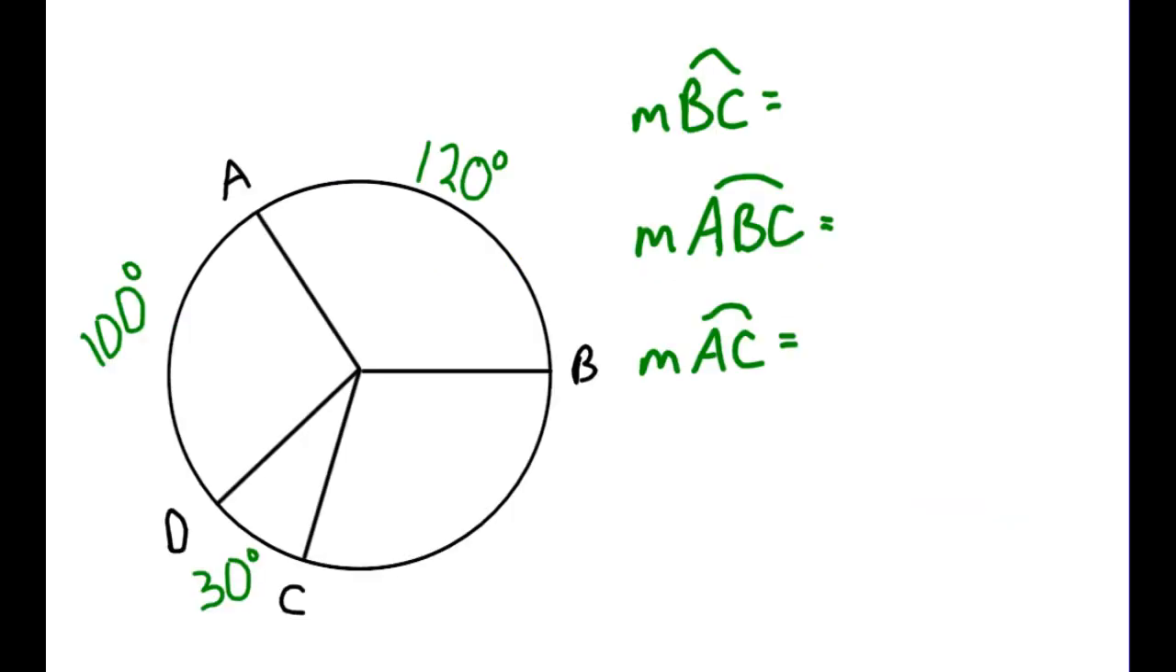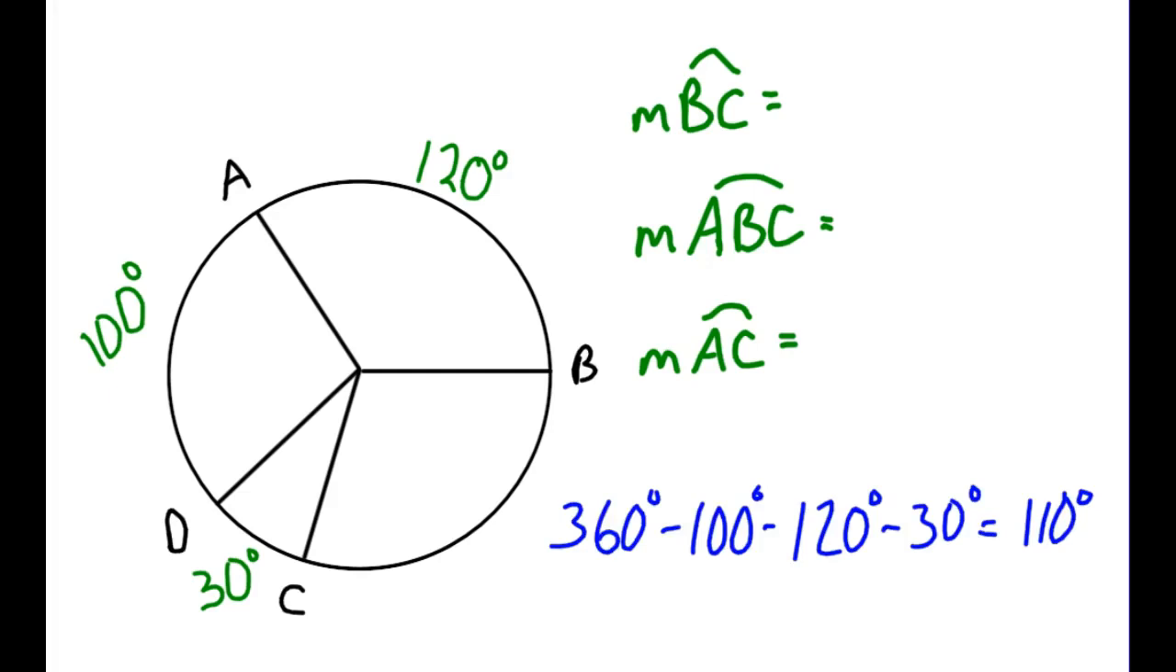In this next example, we're going to be dealing with adjacent arcs. So we know arc DC is 30 degrees, arc AD is 100 degrees, and arc AB is 120 degrees. The first thing we want to find is the value of this missing arc, which is BC. So we need to recall that a complete circle is 360 degrees. So if we take 360 degrees minus 30, minus 100, and minus 120 degrees, we're left with 110 degrees. So the measure of arc BC is going to be 110 degrees.